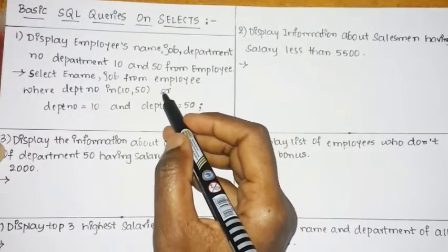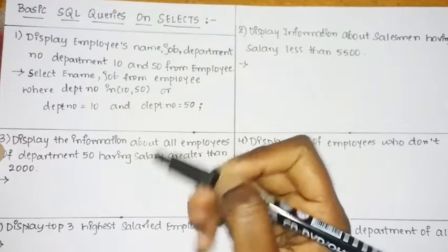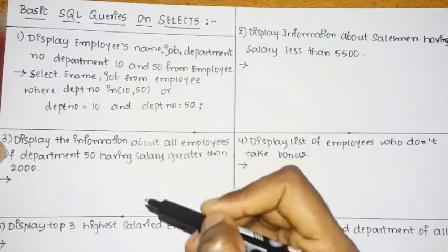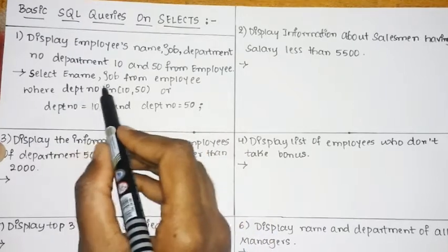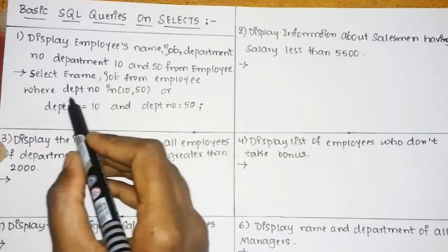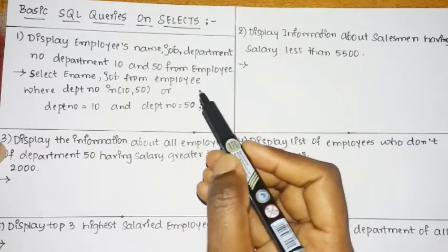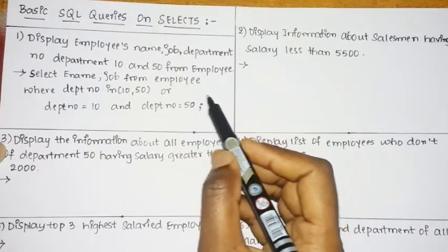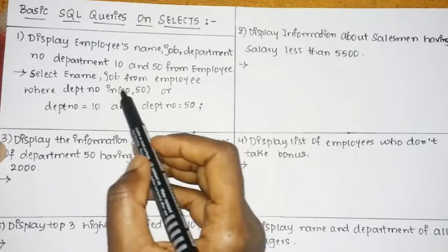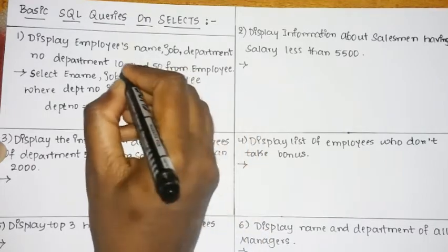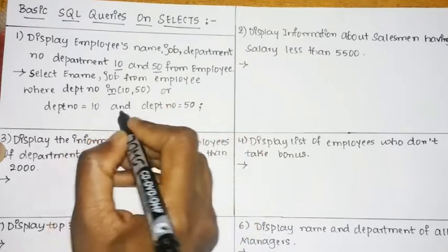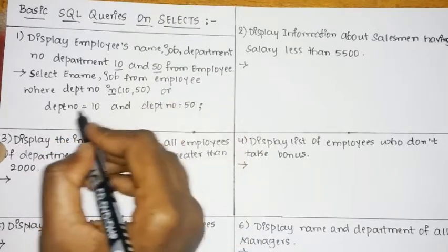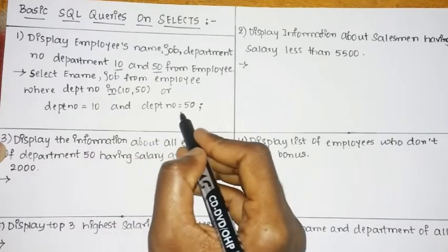number equal to 50. And suppose if they ask you to display the rows from 10 to 50, like 10, 20, 30, 40, 50, like 5 rows, then you can use a between clause. Like you can write select employee name comma job from employee where department number between 10 and 50, so it will display 5 rows. But here you need to display only the 2 rows, that is 10 as well as 50. Therefore you can use either the in operator, or you can specify the rows like department number equal to 10 or department number equal to 50.